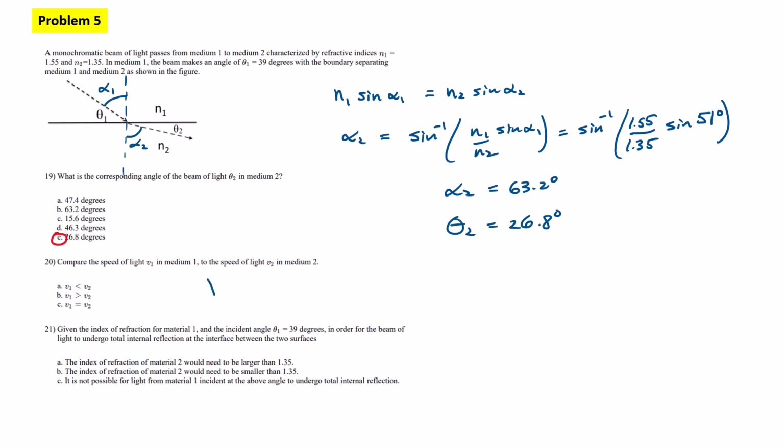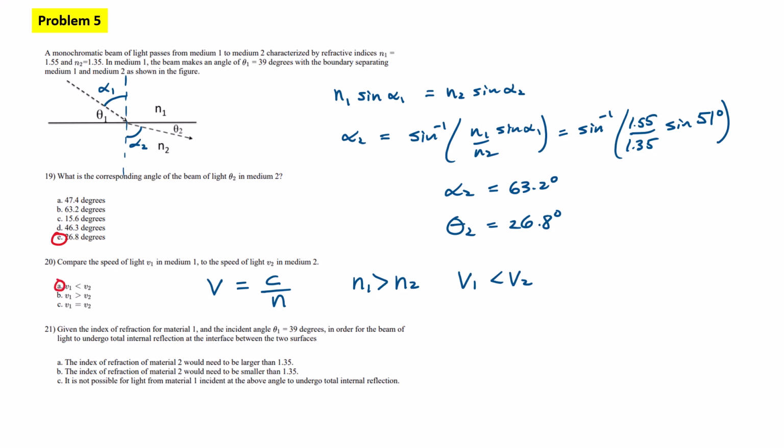Well, one thing to remember is that the speed of light in any medium with an index of refraction n is given by this value right here. So what does that mean? Well, if I have a higher index of refraction, I am going to have a lower speed. Since you have n1, which is bigger than n2, it means that v1 is going to be less than v2. And that there looks like it corresponds to choice A.